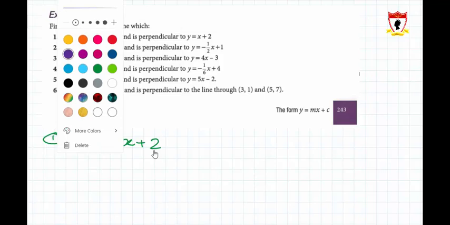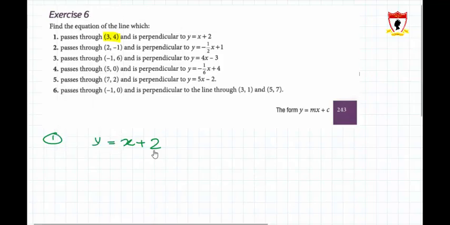The gradient of this line, since there is no number in front of x, is 1. Now, 1 times m is equal to negative 1. What could this m be? This m is the gradient of the line that we want to find. 1 times negative 1 is equal to negative 1. So m is equal to negative 1. Now we know the gradient.